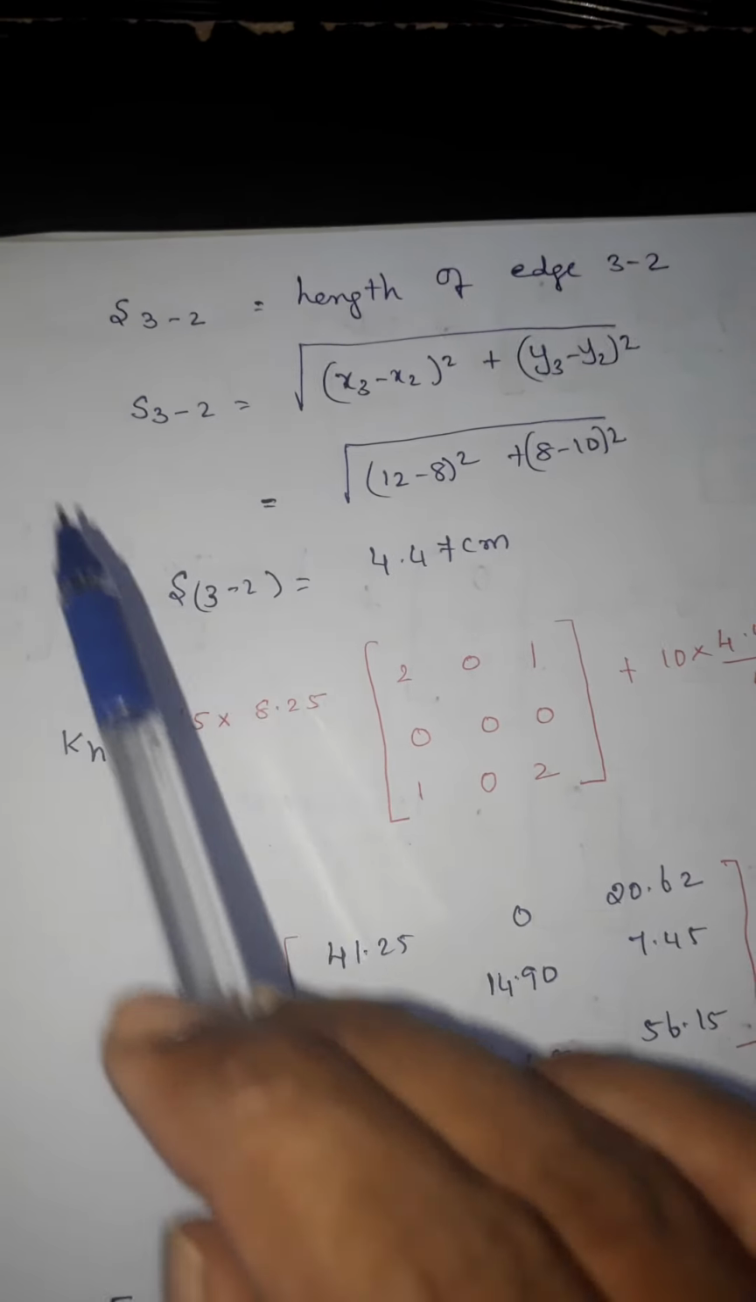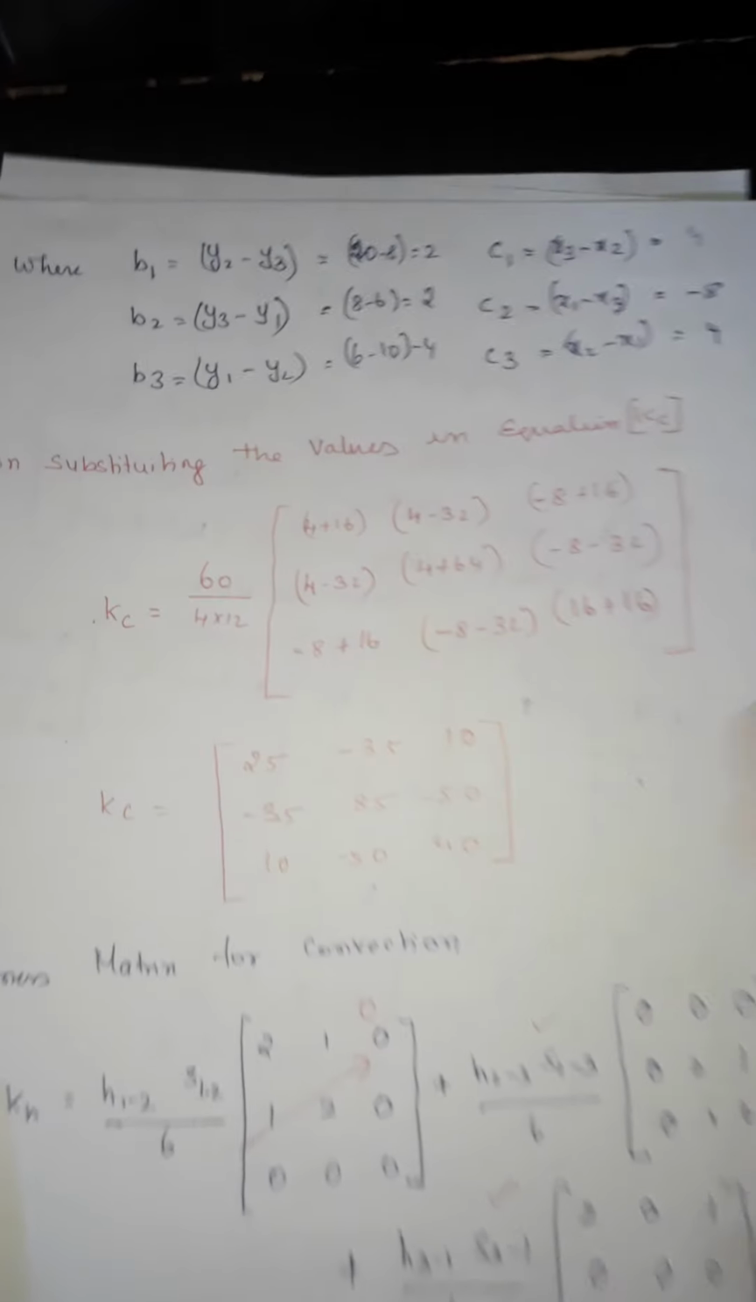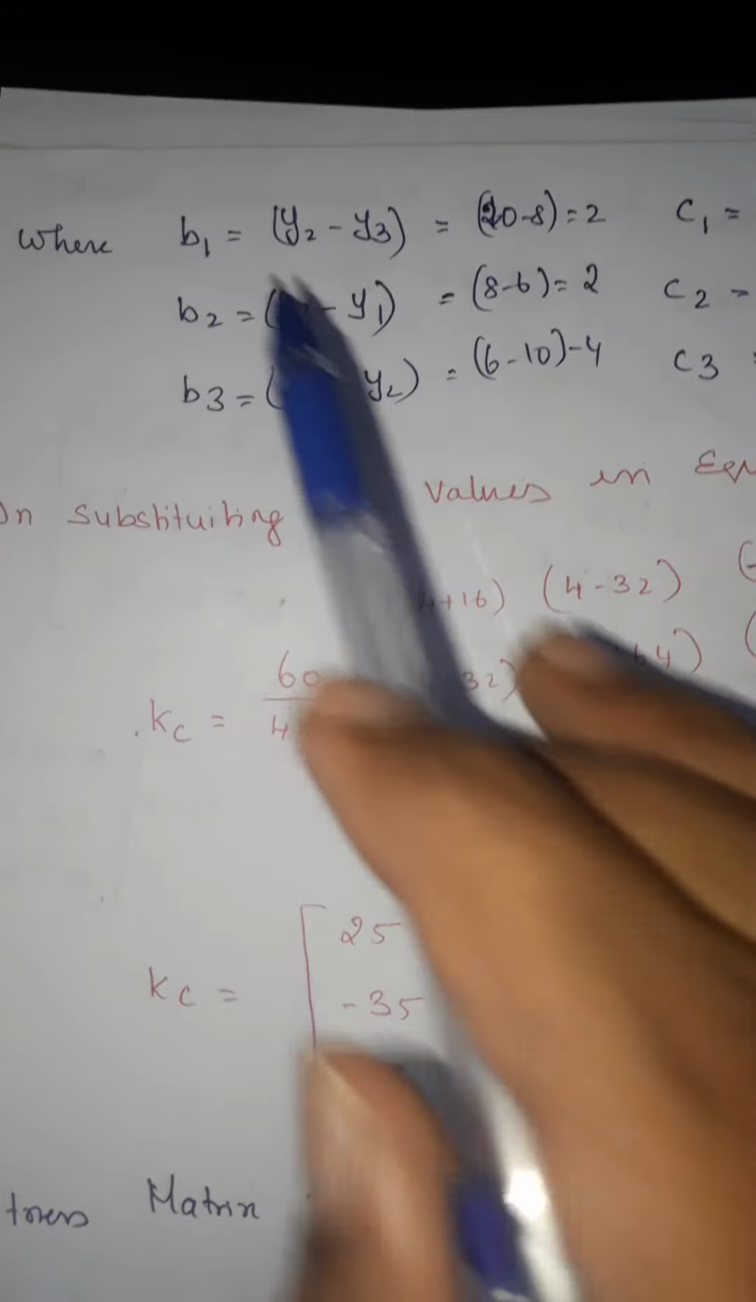Easily I can find out the coordinate value. So the S32 value, you got this. Now we will substitute. First we have to find out the conduction matrix. The conduction matrix value.